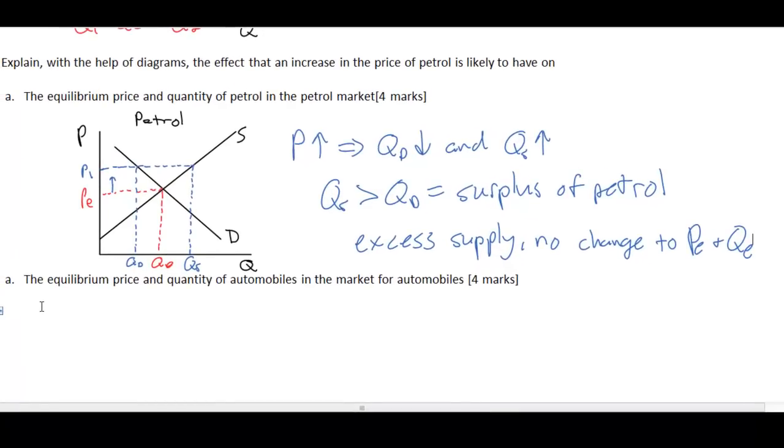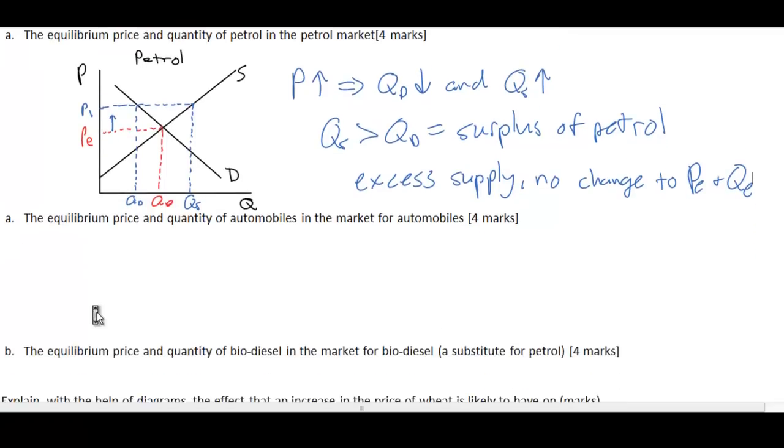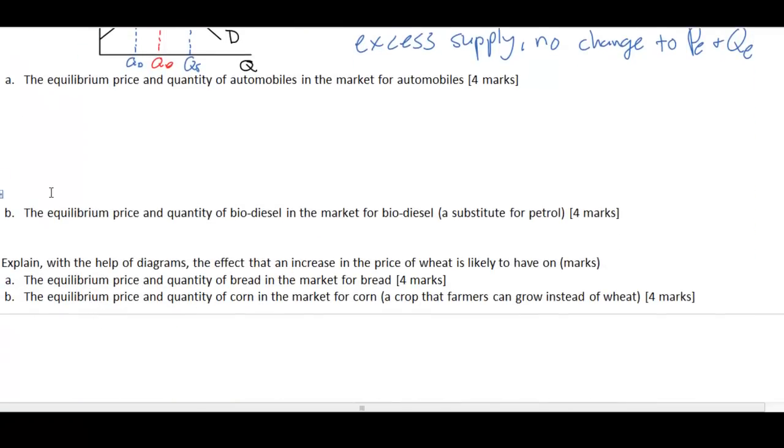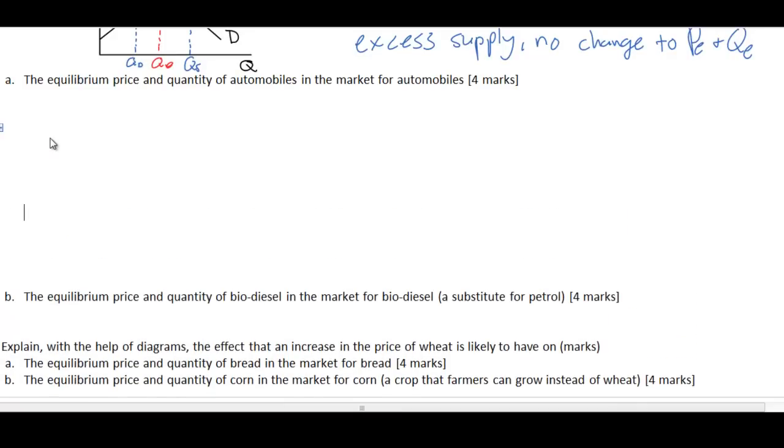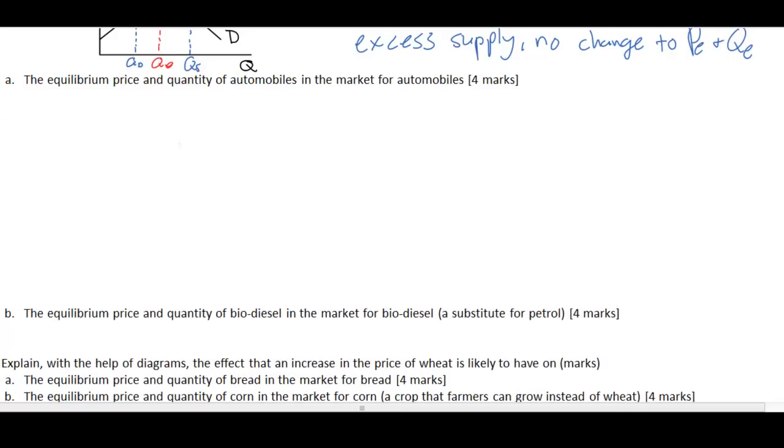Now let's move on to the next part of this question, part B, which is now identified as part A here. We are now asked to explain, with the help of a diagram, the effect of an increase in the price of petrol on the equilibrium price and quantity of automobiles in the market for automobiles. So once again, we're considering a different market now.